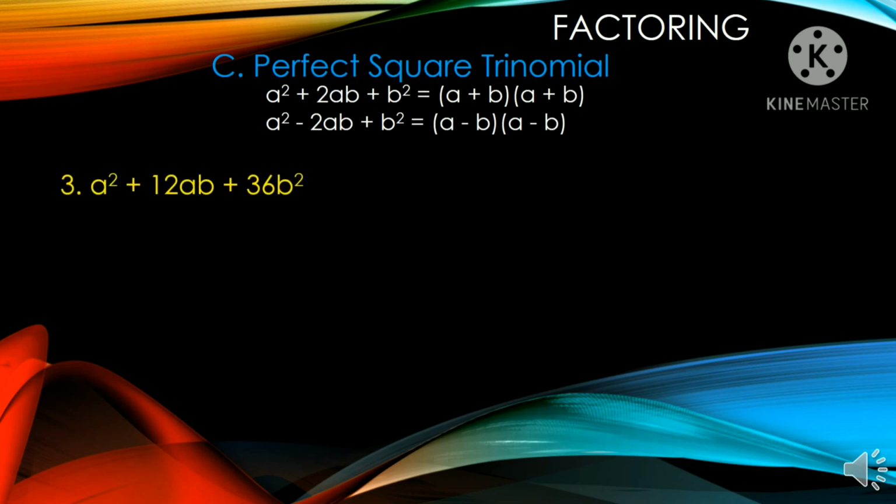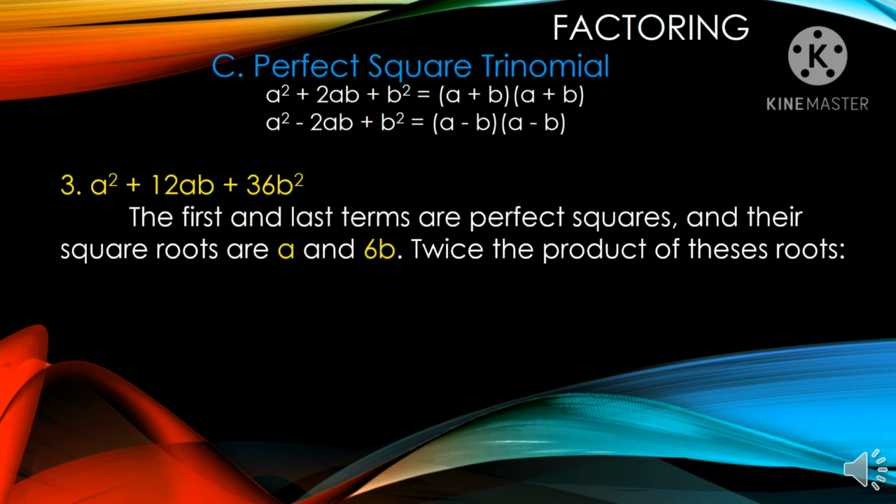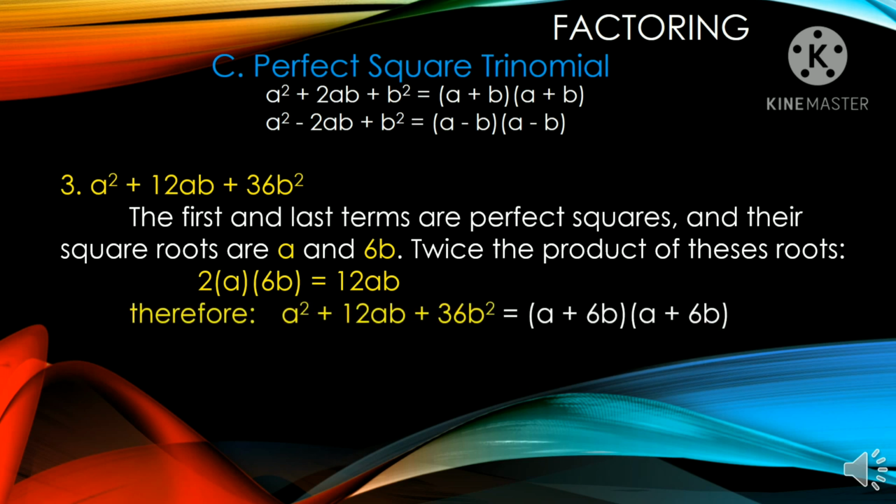Okay, number 3, a squared plus 12ab plus 36b squared. So perfect square yung a squared, perfect square yung 36b squared. Okay, the first and the last terms are perfect squares and their square roots are a and 6b, twice the product of these roots. That is 2 times a times 6b, we get 12ab. So since we get the middle term, so it is now equal to a plus 6b times a plus 6b, or a plus 6b, the quantity square.